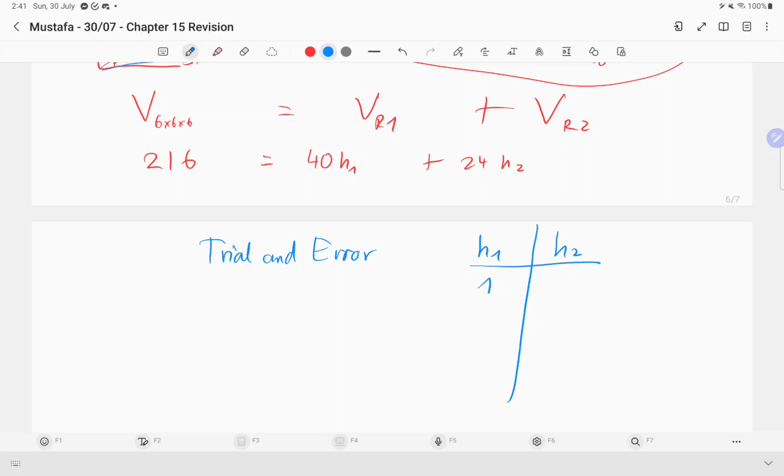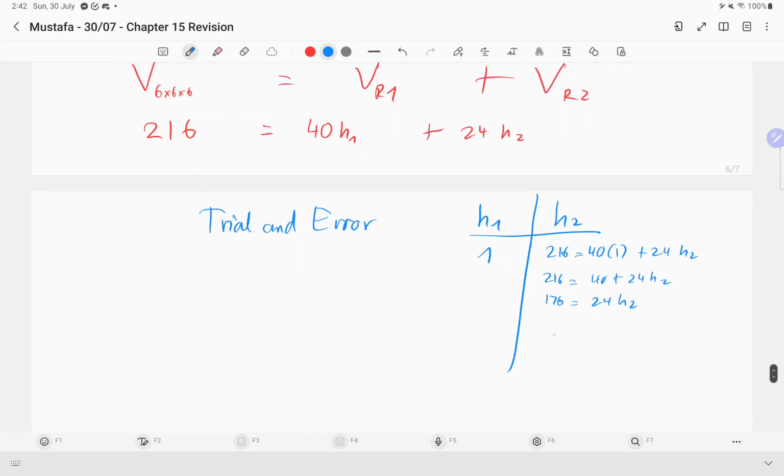If h1 equals 1, then you calculate h2: 216 equals 40 times h1, which is 1, plus 24 times h2. So 216 equals 40 plus 24 h2. Then you minus 40 from 216, that will be 176 equals 24 h2. Well, can you get a nice answer for h2? 176 divided by 24 is? 4.